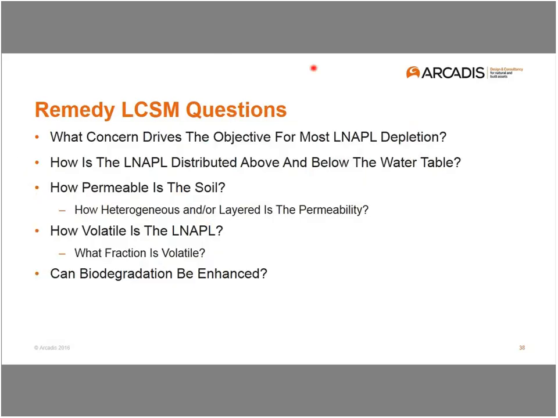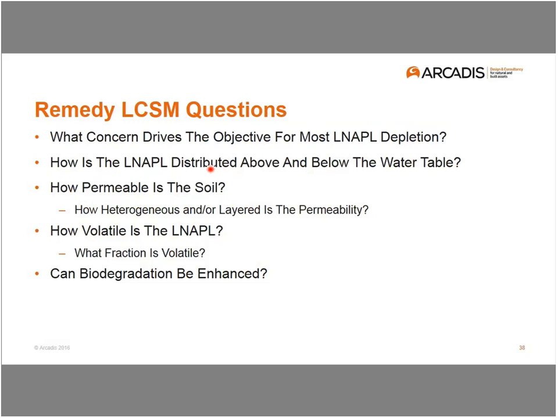So we're thinking about the LCSM for selecting a remedy. One of the first questions we want to ask is, maybe we have a bunch of different goals or concerns for this site, but what we want to do is figure out which concern is going to drive the most conservative objective. What concern is going to require us to deplete the most LNAPL, and use that to start to think about what remedies we might choose.